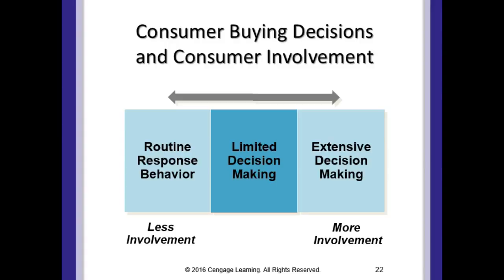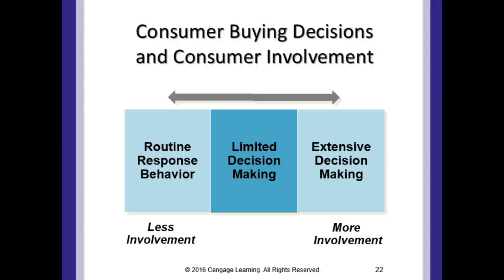And going from left to right on this continuum, you will see that less involvement with your purchases on the left-hand side, that's where you buy something similar over and over again, frequent purchases, usually low cost. You don't really have to search out information about it. You've made these purchases before. All right, you buy first, you evaluate later.